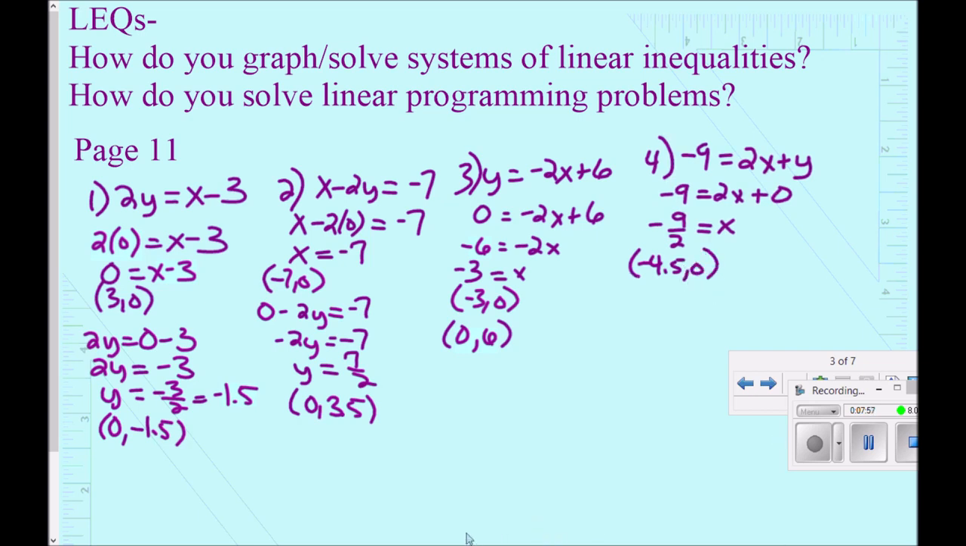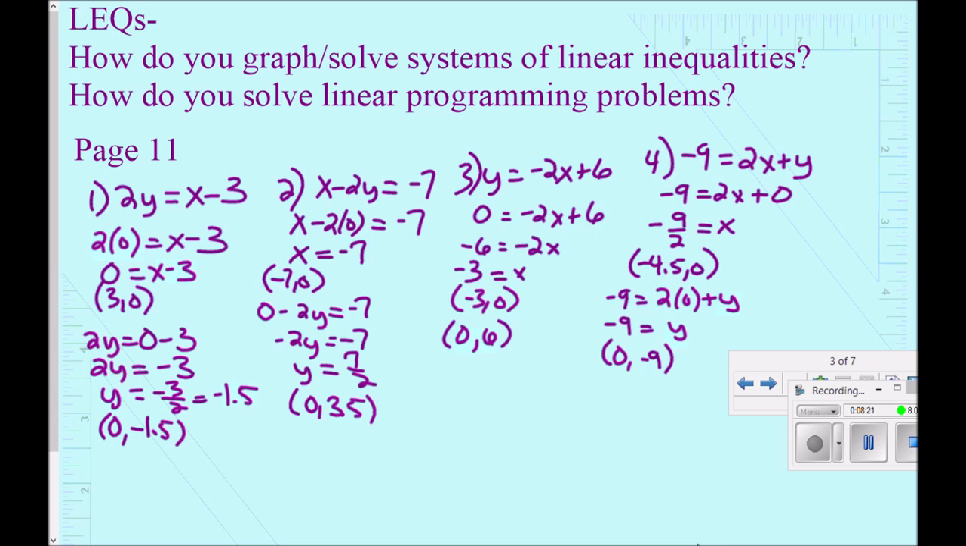And then finding the y-intercept. So negative 9 equals 2 times 0 plus y. So negative 9 is equal to y. So 0, negative 9. Okay, so now we have all of our x and y intercepts. So we're going to take those one at a time now.